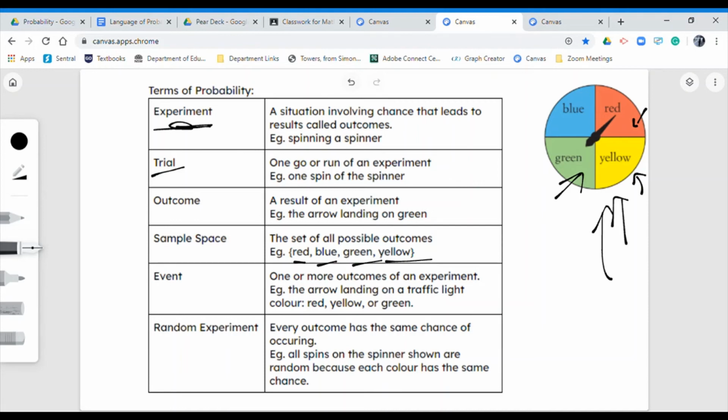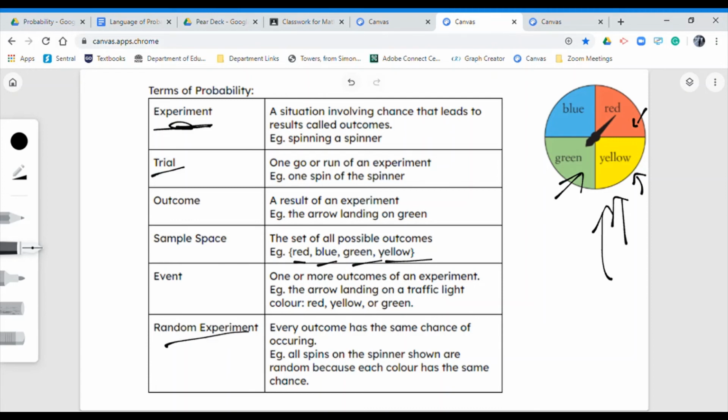An event is one or more outcomes of an experiment. So I could ask you what are the chances of the event of the spinner arrow landing on a traffic light color. So that would be a red, yellow, or green color. And I could kind of ask you that. That would be an example of an event.